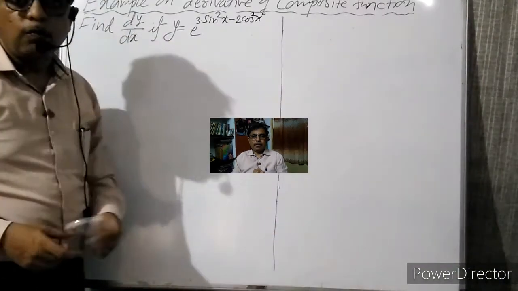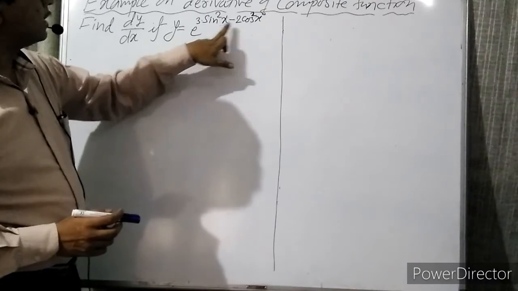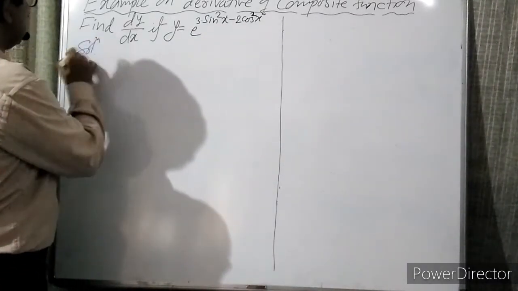Just we'll see one more example here. Now we'll go for one more example. If y is equal to e raised to 3 sin square x minus 2 cos square x. So we'll go for the solution.